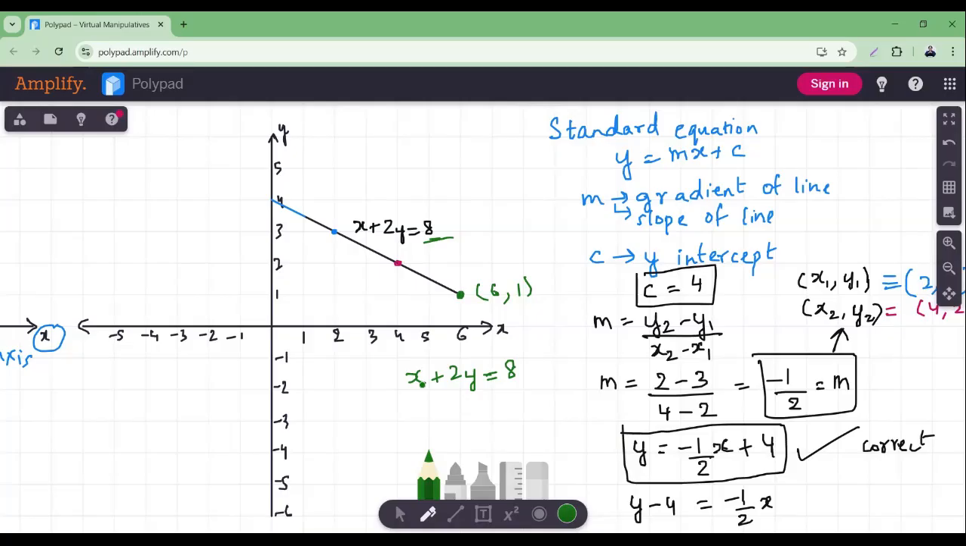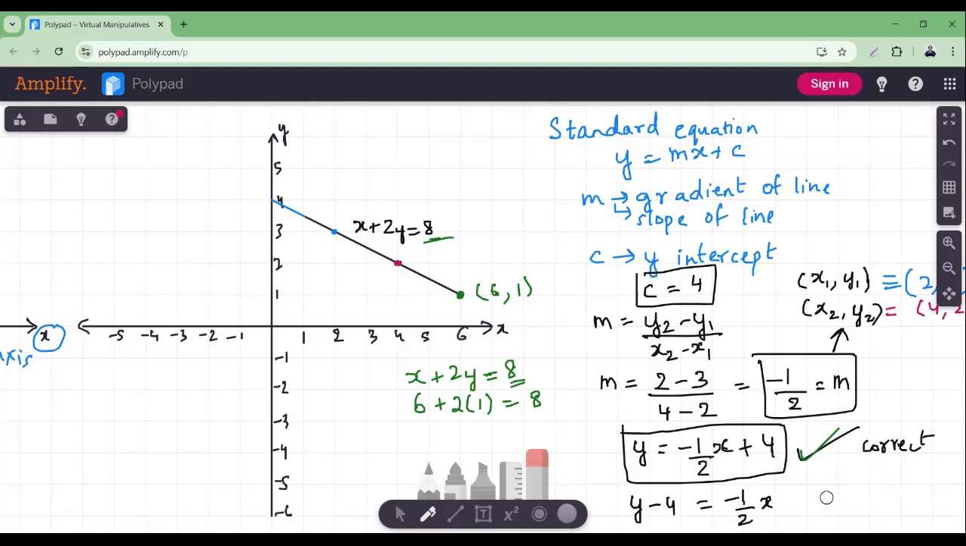Let's see whether the equation is balanced: left side is equal to right side. So x is 6, plus 2 times 1. How much are we getting? 6 plus 2 is 8, which is the same as what we have on the right side, isn't it? You're wondering whether this is correct in the other equation also. We can check that too. y is 1. Minus 1 by 2 times x, where x is 6, plus 4. Minus 6 by 2 is minus 3, plus 4, and that is the same as 1. Right? So both the equations are correct.